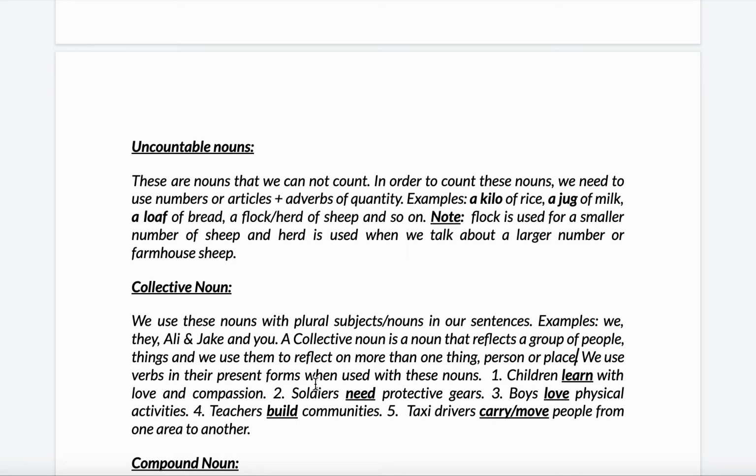Okay. Number two, soldiers need protective gear. So when we talk about soldiers, this is a noun that we ended in R, and soldier means one person. But when we put only S, we mean that we're talking about more than one soldier. So they need protective clothes. Boys love ladies. Teachers: when we say teachers, we talk about more than one teacher. Taxi drivers carry, move people from one area to another.